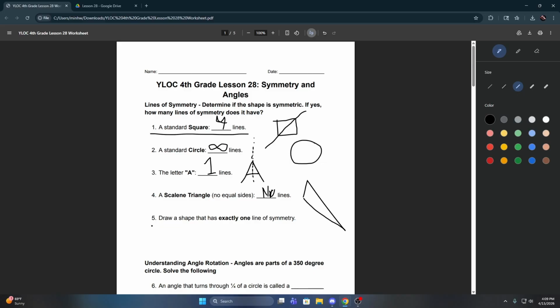All right, the final section. Draw a shape that has exactly one line of symmetry. There's a couple things that work here. An isosceles triangle, where these two are equal and this isn't, that would split down to half, so that's one line of symmetry. A heart could also be down the middle, and it's one line of symmetry, and a couple others.